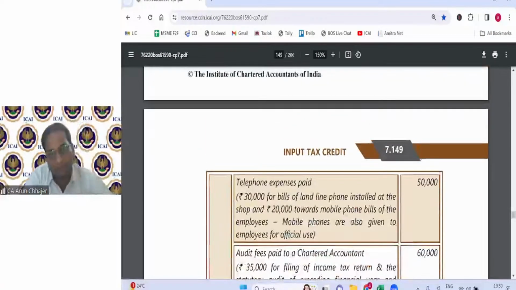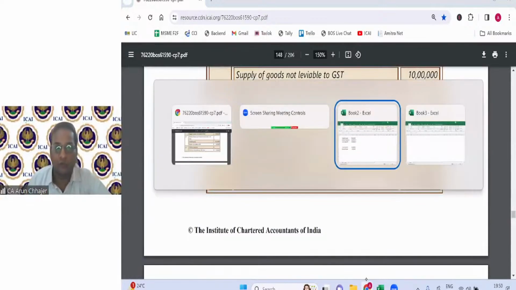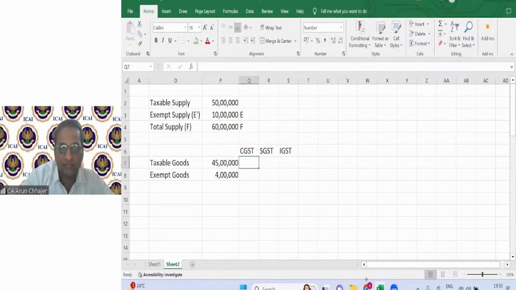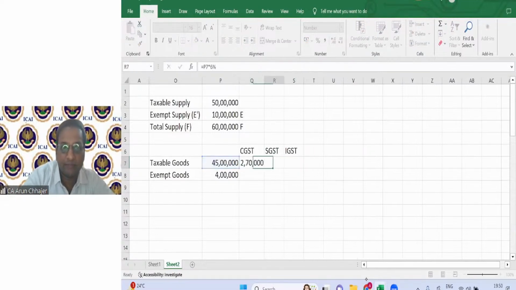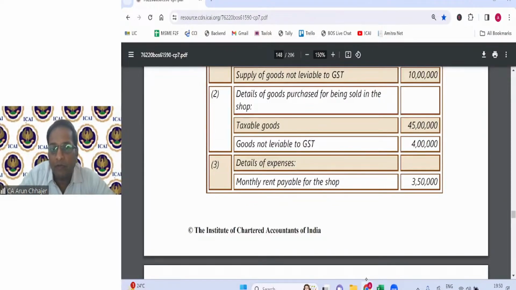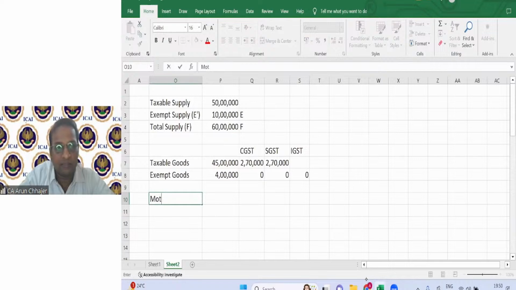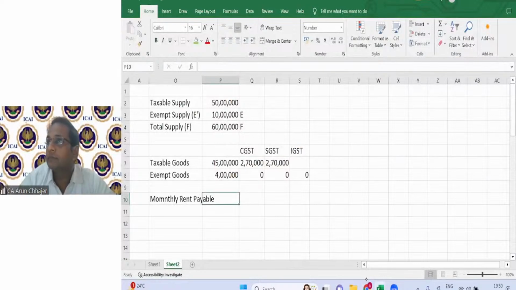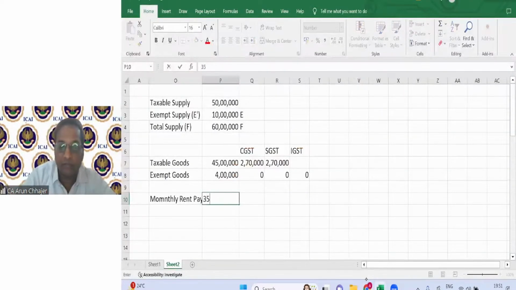So we were there at taxable goods. CGST, SGST, and IGST. Correct? So it is 6%. Because the item is exempted, the tax rate would be 0. Then they are saying monthly rent payable for the shop. Monthly rent payable is 3 lakh.